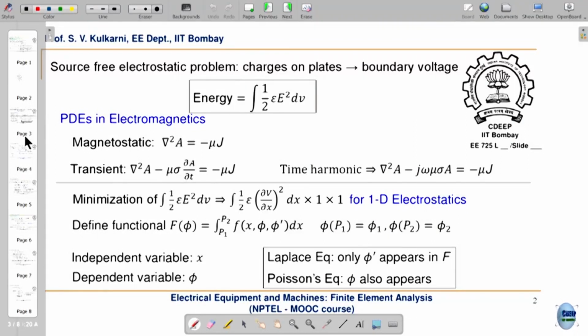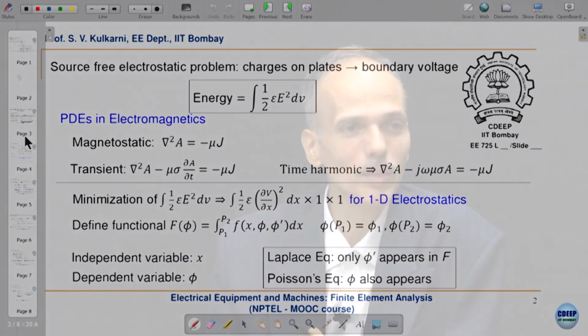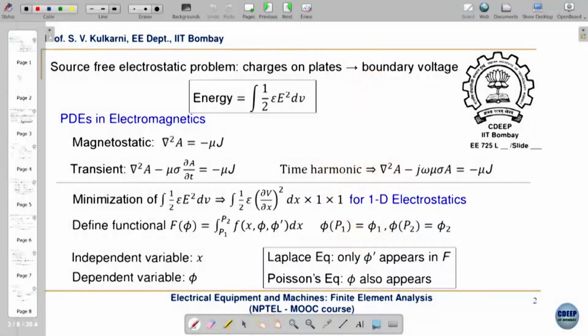So again I am repeating, we are considering a source free electrostatic problem because we are not considering charges on the plates, right? But that source of charges is being represented by corresponding boundary conditions on the top and bottom plate, and the corresponding energy is given by what is written there. Now before going into details of how to solve this electrostatic problem, let us see two more standard partial differential equations. PDE stands for partial differential equation in electromagnetics.